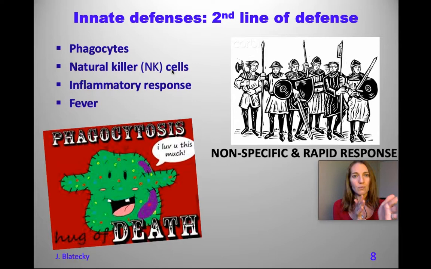So here are the parts of our second line of defense that I want to highlight here. So phagocytes, what are called natural killer cells, what a great name that is. Our inflammatory response is considered to be a second line of defense, as is fever.